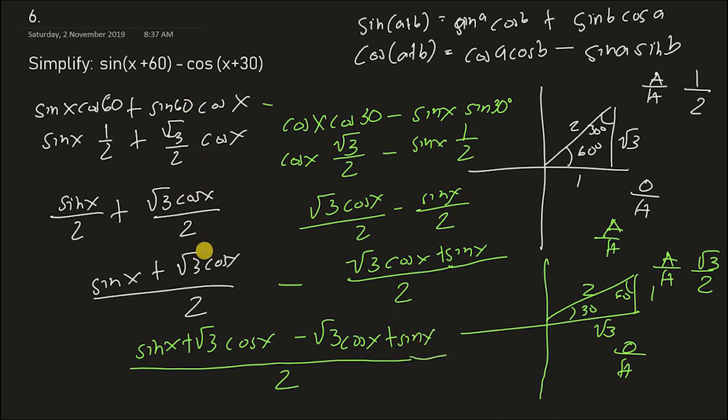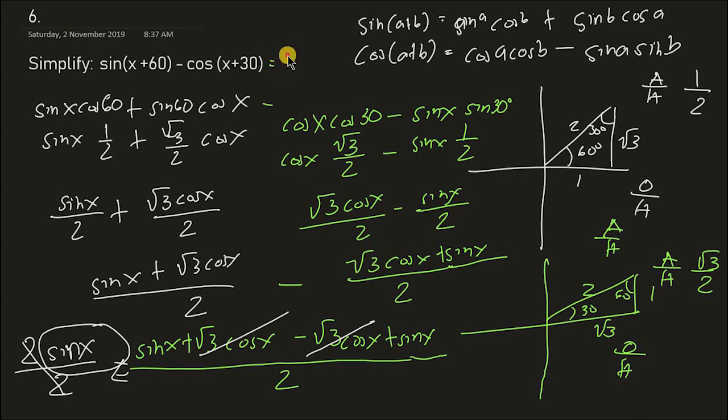Ngayon, let's add like terms. Ito, magka-cancel yung square root of 3 cosine X tsaka ito kasi that's negative ito plus positive is 0. Ang matitira na lang is yung ito. Sine of X plus sine of X is 2 sine of X over 2. Pero meron tayong dalawang 2, magka-cancel yan. Ibig sabihin, sine of X is the simplified version. So, yung sagot dito is equal to sine of X.